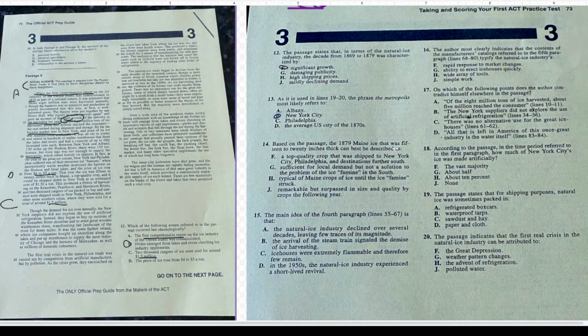Based on the passage, the 1879 Maine ice, which was 15 to 20 inches thick, can be best described as. Okay, so 1879, I'm looking for 1879. Oh, 1879 right there. Okay, and we're looking for 15 to 20 inches thick. Heavy icebreakers, famines, top quality crop right there. Ice was 15 to 20 inches thick in Maine, a top quality crop. Right there. Okay, so that's giving me that answer.